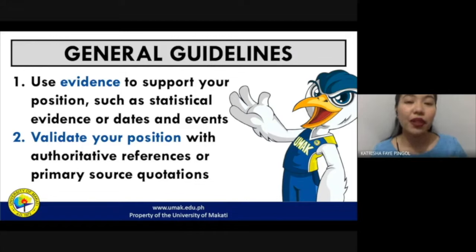Take, for example, if you are going to write a position paper about getting vaccinated with a COVID-19 vaccine. If you are in favor of getting inoculated with a vaccine, then you can use scientific evidence that would support your claim.